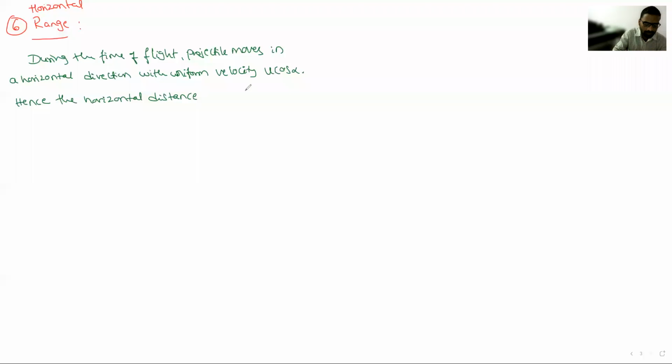the horizontal distance traced by the projectile in this time is given by R is equal to U cos alpha into T. Which time? Small T or capital T? Capital T. Total range is equal to total flight time.